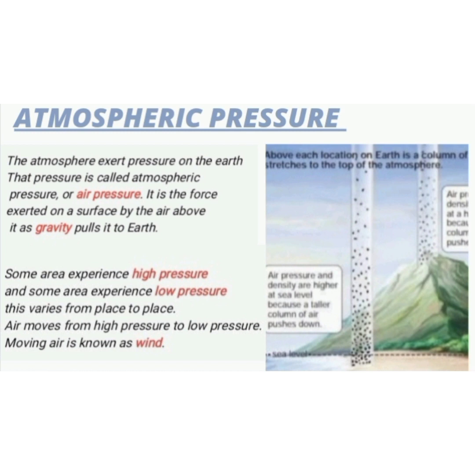It is the force exerted on a surface by the air above it as gravity pulls it to the earth. So, some areas experience high pressure and some areas experience low pressure. This varies from place to place. Air moves from high pressure to low pressure, and this moving of air is known as wind.